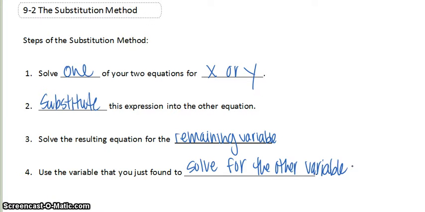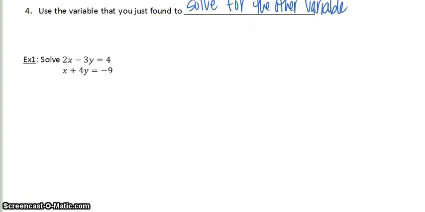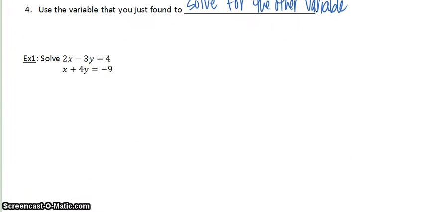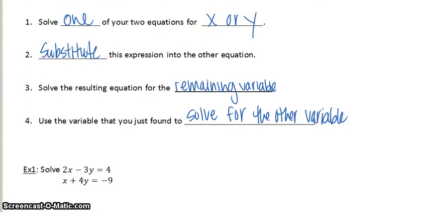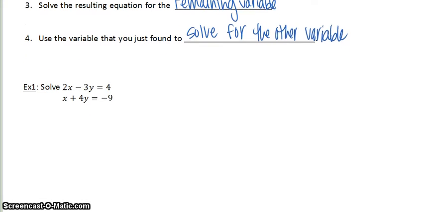So I'm going to show you an example, and hopefully we're going to use these steps to figure that out. So the first one right here, it's solve 2x minus 3y equals 4 and x plus 4y equals negative 9. So the first thing is to solve one of your two equations for x or y. Well, that means I need to get x equals or y equals.